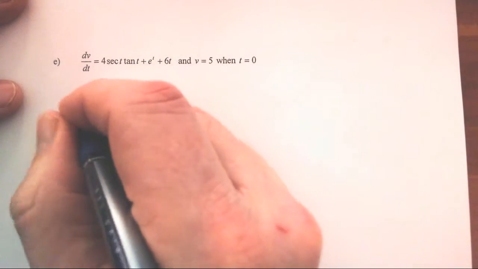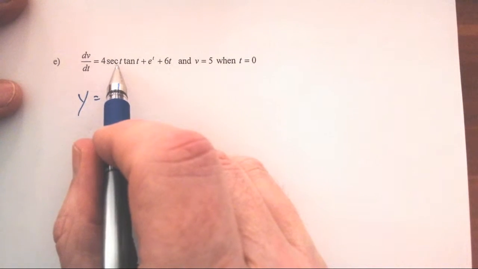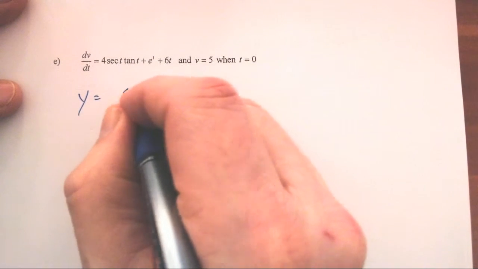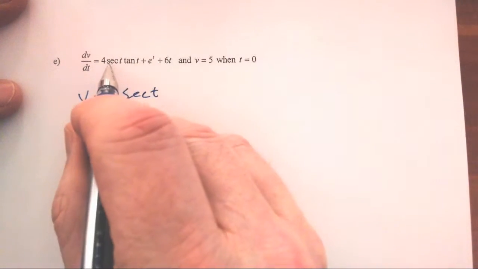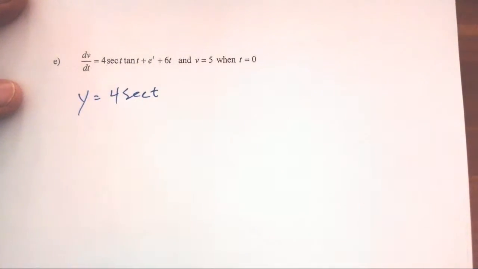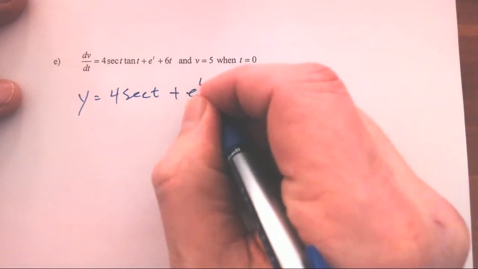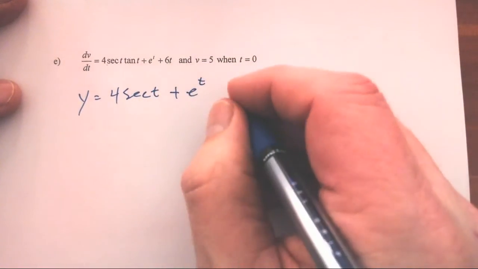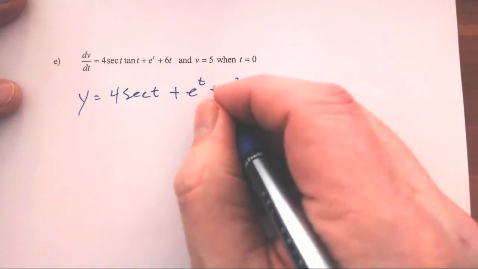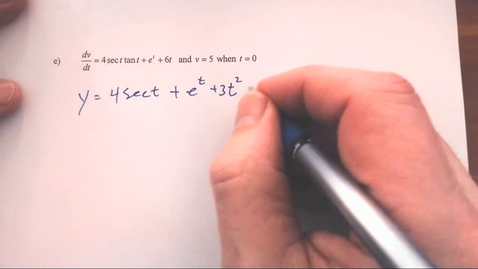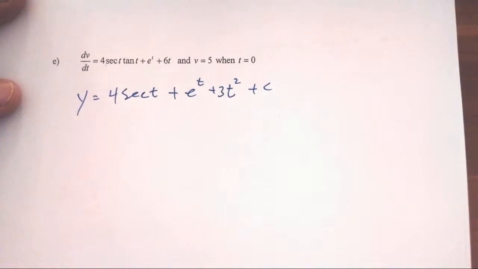Okay. y equals, well, the derivative of secant is secant tangent. But it's not times 4, so we adjust for that. Plus the derivative of e to the t is e to the t. To end up with a plain old t, I must have started with a t squared. That gives me 2t, but I want 6 of them. Plus c.